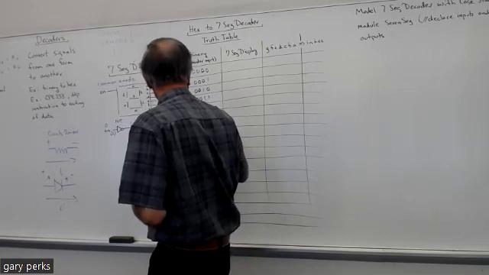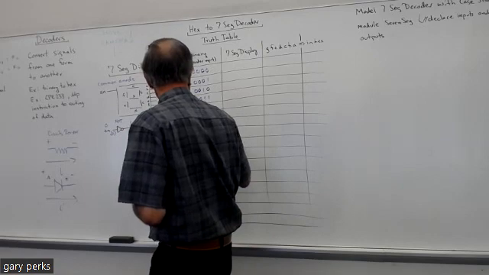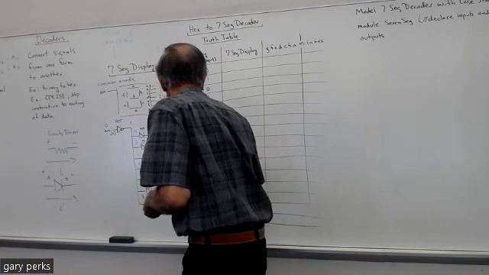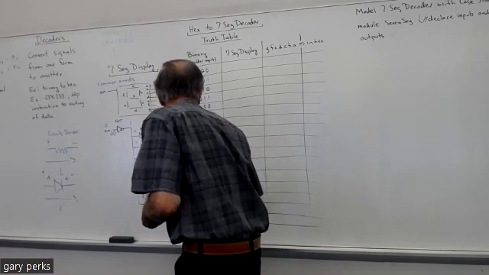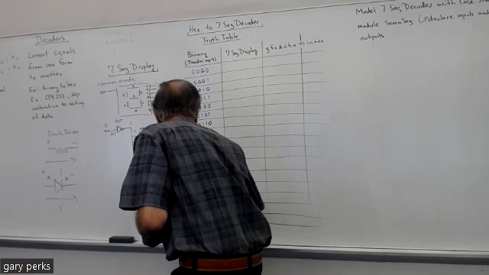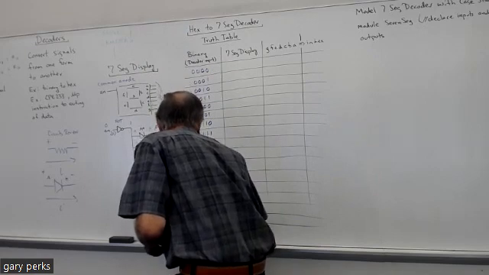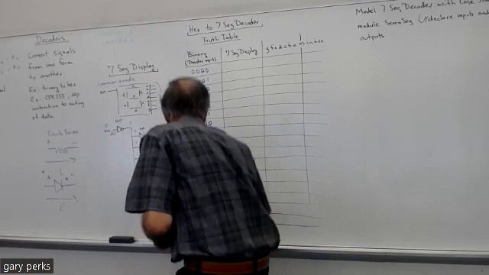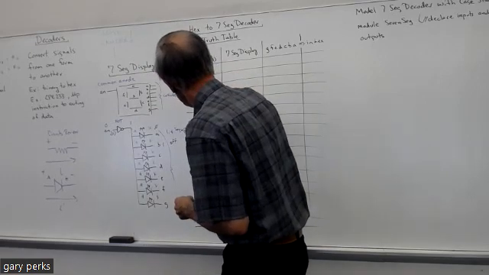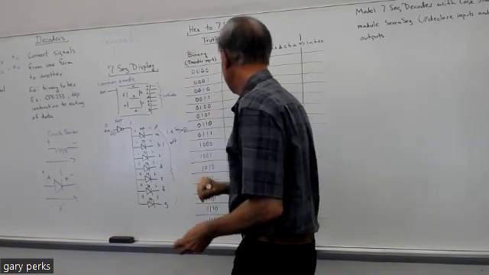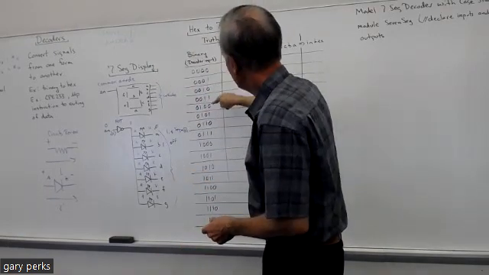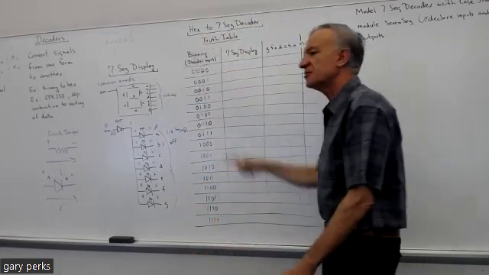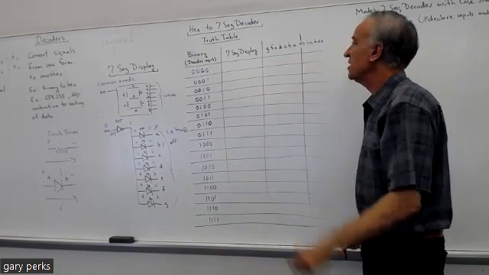Go in binary order. If I make a mistake, let me know. 2, 4, 6, 8, 10, 12, 14, 15. 0, 1, 2, 3, 4, 5, 6, 7, 8, 9. Like I said, it's always good to double check. It's easy to make mistakes.